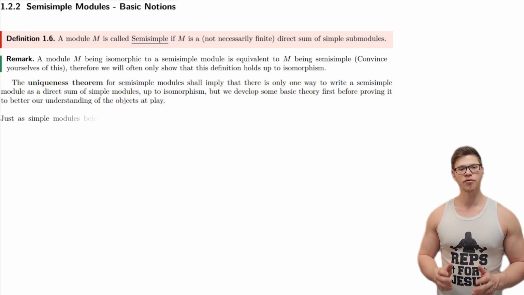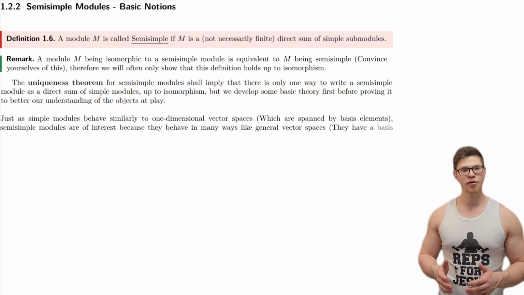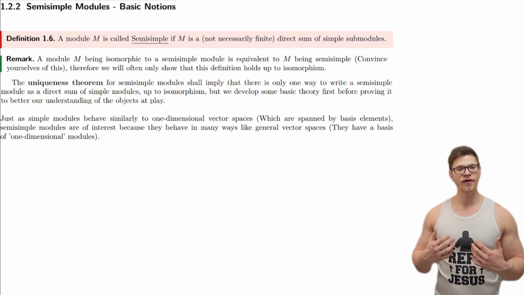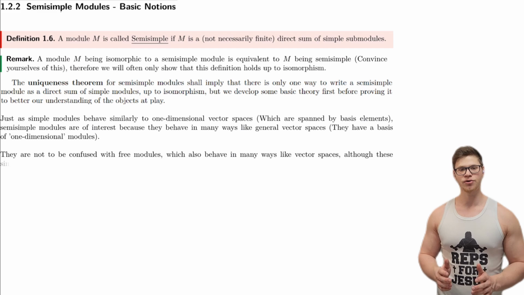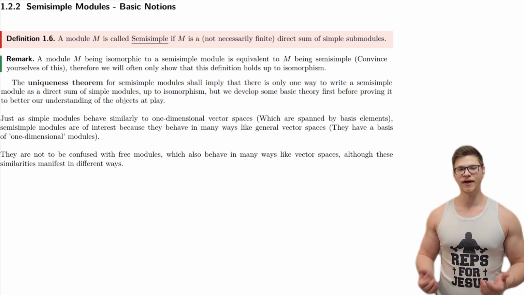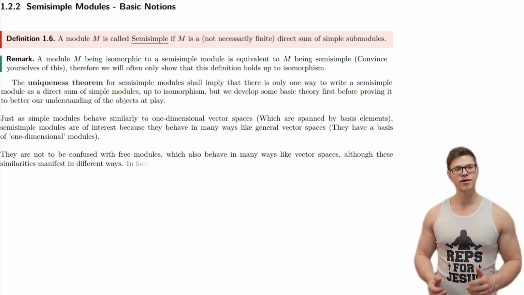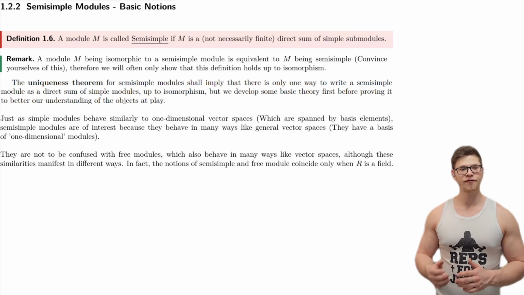Just as simple modules behave similarly to one-dimensional vector spaces, which can be seen as spans of basis elements, semisimple modules are of interest because they behave like general vector spaces in many ways, since they are made up of independent one-dimensional vector spaces, quote unquote. They are not to be confused with free modules, which also behave in many ways like vector spaces, although these similarities manifest in different ways. In fact, the notions of semisimple and free module coincide only when R is a field.